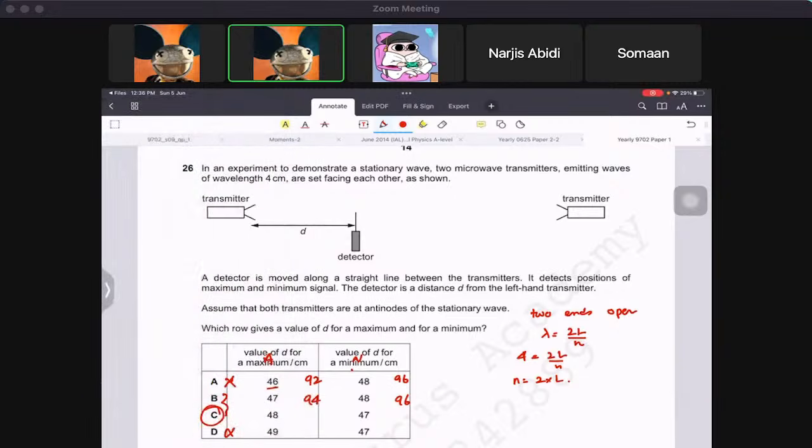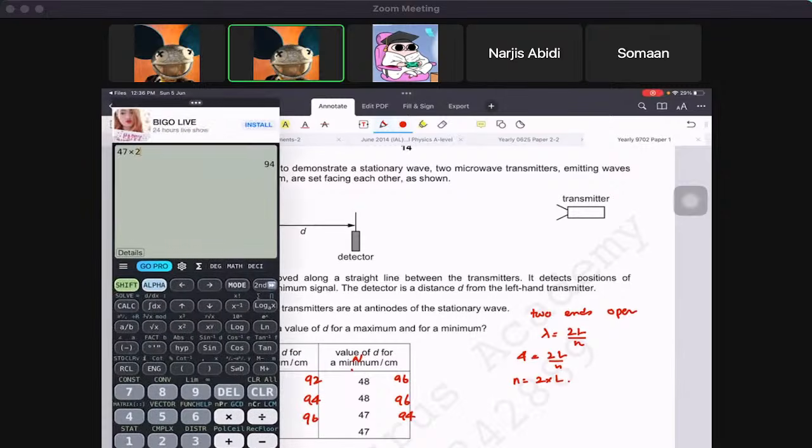And 48 gives me 96, 94, and this gives me 98 and 94. Do you understand?